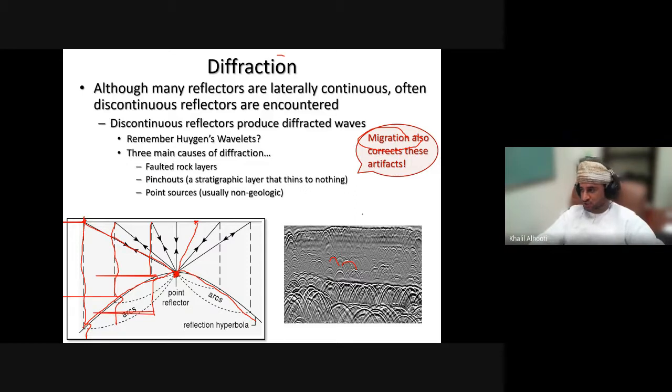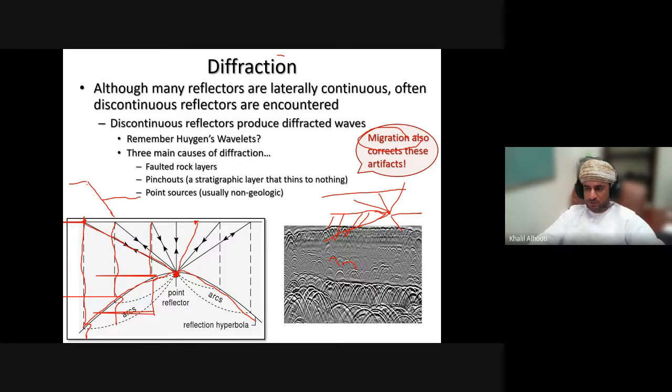Pinch outs in geology, we say that this is a pinch out. This is a different rock layer, which is closing or ending at one end. That's what we call a pinch out. This point here will act as a source or a point diffracting energy in every direction. Faults, this is a fault.